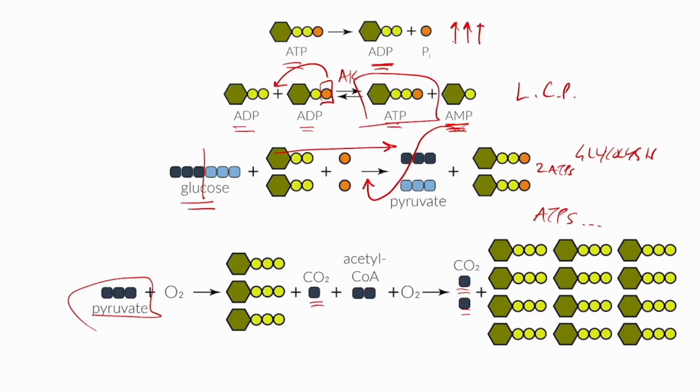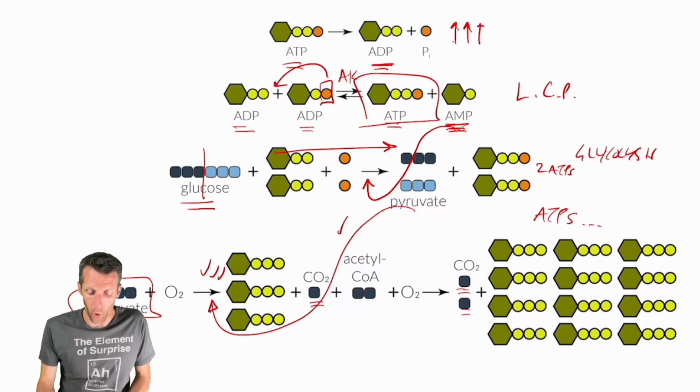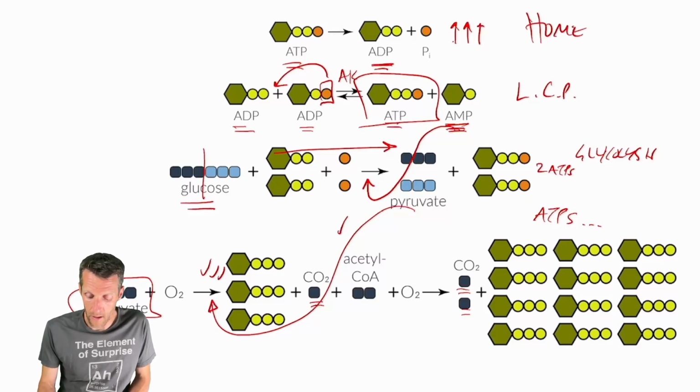But how does the cell know that it needs to do that? Well, it turns out that in some part at least, this is activated by pyruvate. So as pyruvate concentration goes up, it says, hey, start running this process here. What we're seeing here are a whole bunch of homeostatic mechanisms.